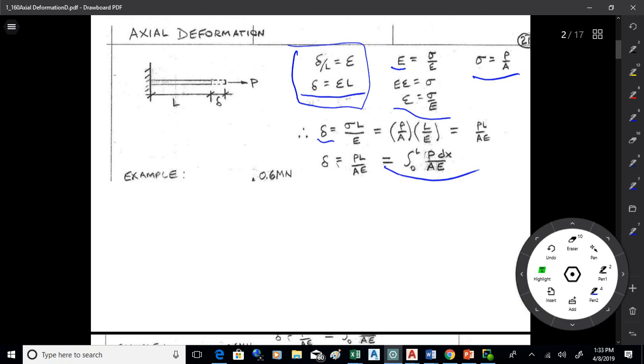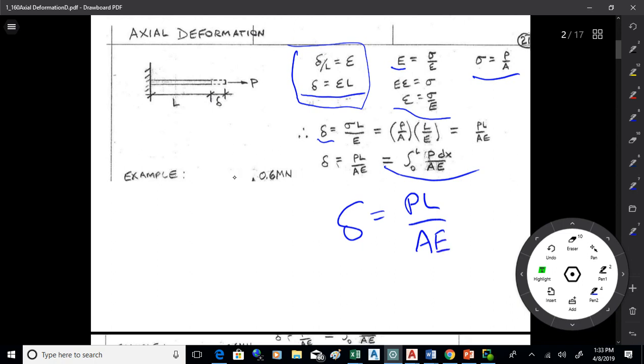Now, sometimes things can vary a little bit with length, so you could also integrate that if you needed. Normally you don't, but if you have some sort of load that varies with length, like the weight of something, or a cross-sectional area that varies with the length, you could integrate. Normally it's not very common to have to do that. So the basic takeaway here is that delta is PL over AE.